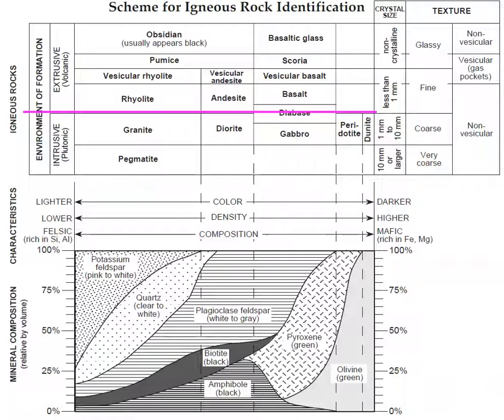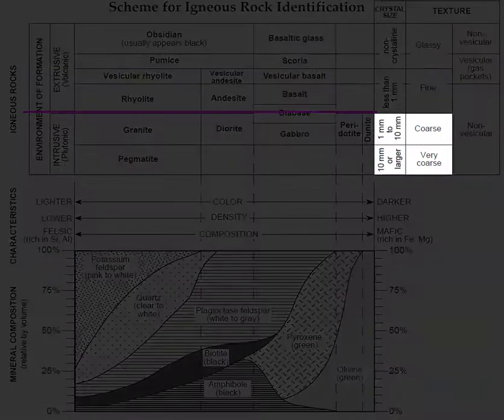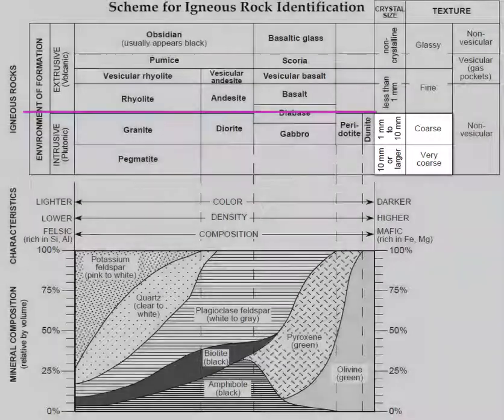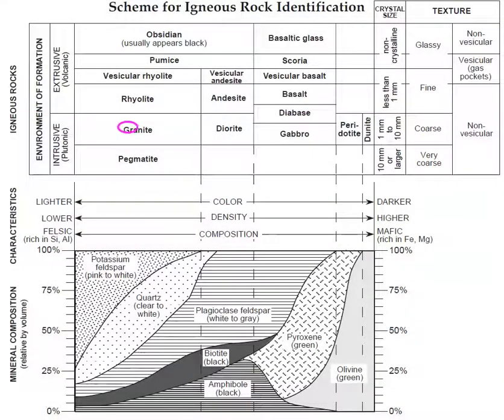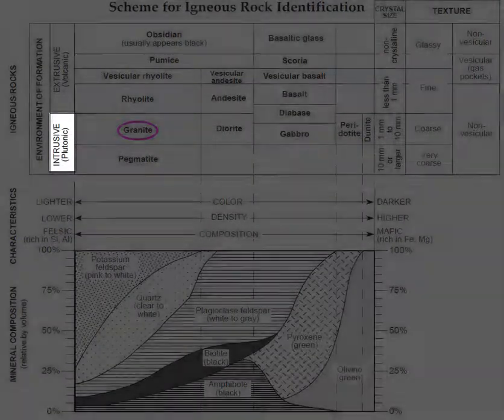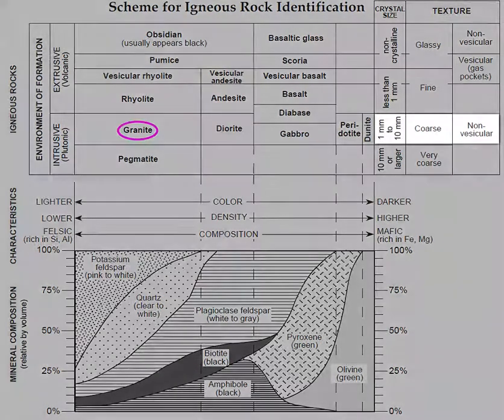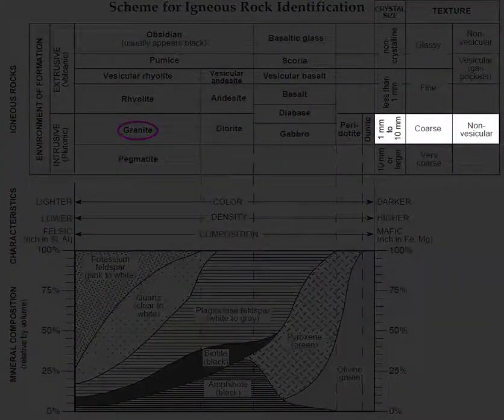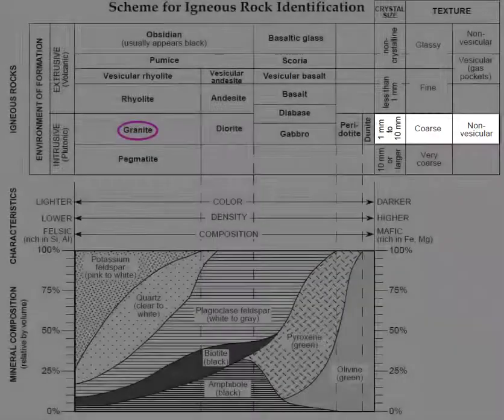Intrusive rocks have larger crystal sizes, so 1 millimeter or larger, and crystal size is directly tied to texture. If we take a look at granite, for example, the igneous rock granite is an intrusive igneous rock, so it forms underground, and we know or infer that it's intrusive because it has a crystal size between 1 to 10 millimeters, has a coarse, non-vesicular texture.